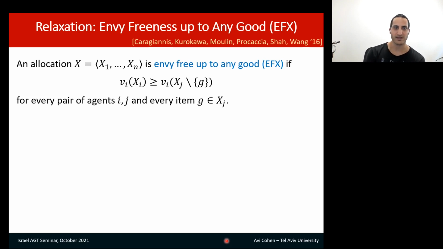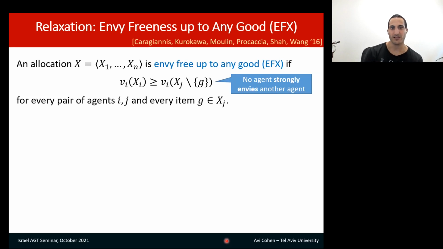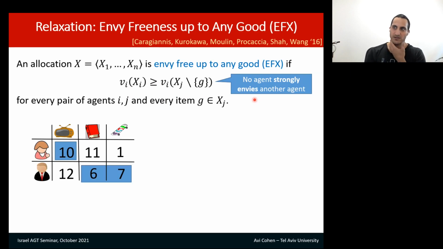To make this sink in a bit more, I'll show an example. First, we call this notion strong envy. So when we say that no agent envies up to any good, we mean that no agent strongly envies another agent. So take a look at this profile. We have two agents, valuations are additive, and we have three items. A TV, a book, and a skateboard.